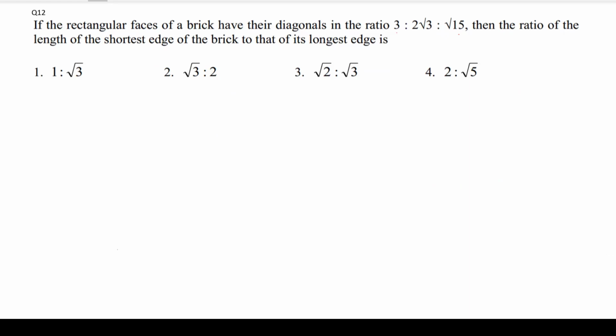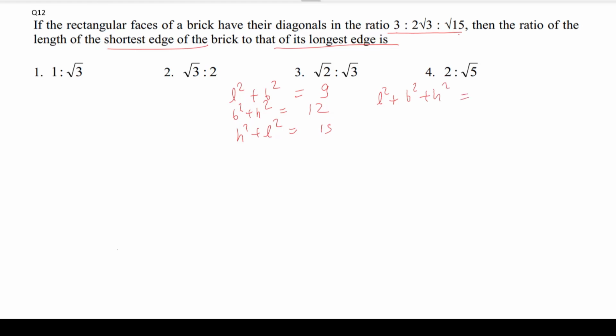Question number 12. If the rectangular faces of a brick have their diagonals in the ratio 3 is to 2 root 3 is to root 15, then find the ratio of the length of the shortest edge of the brick to that of its longest edge. So we have the values of L square plus B square, these are the diagonals on the faces. That will be 9, and B square plus H square, that will be 12, and H square plus L square, that will be 15.